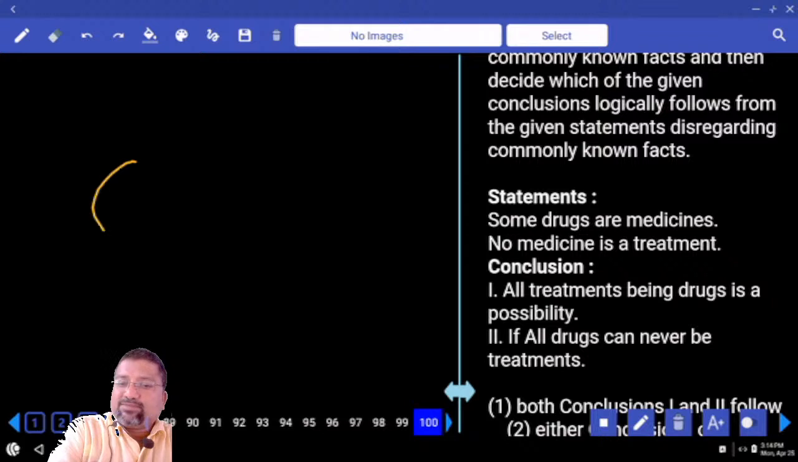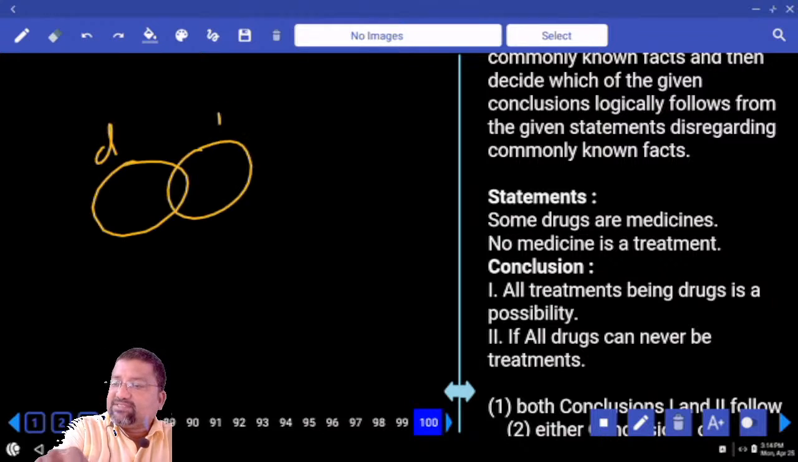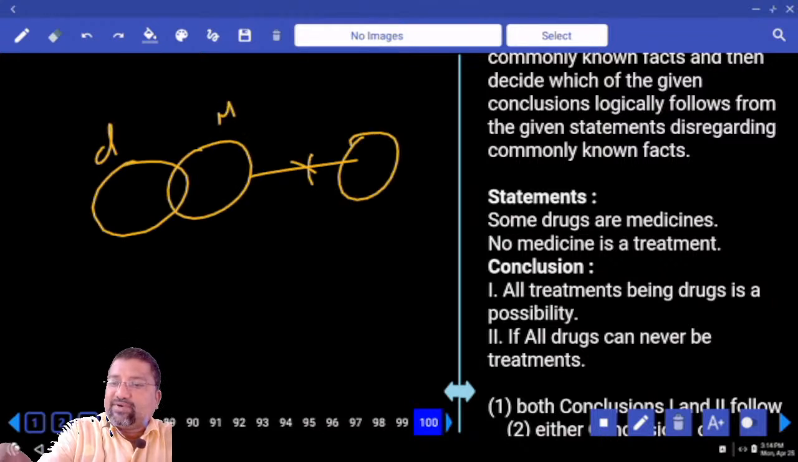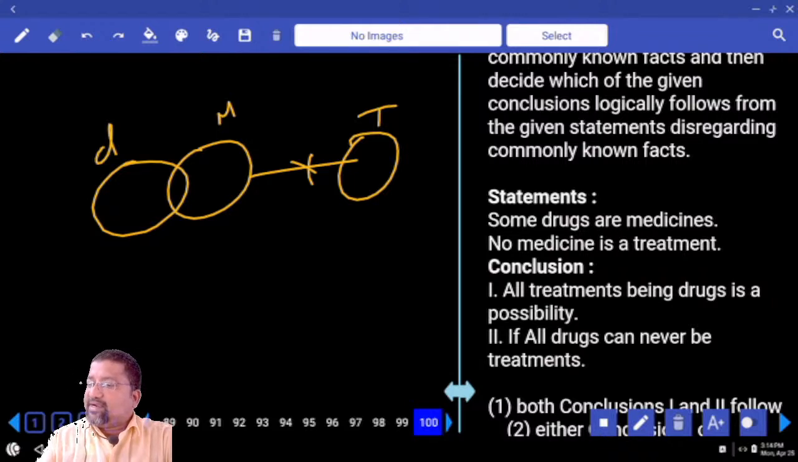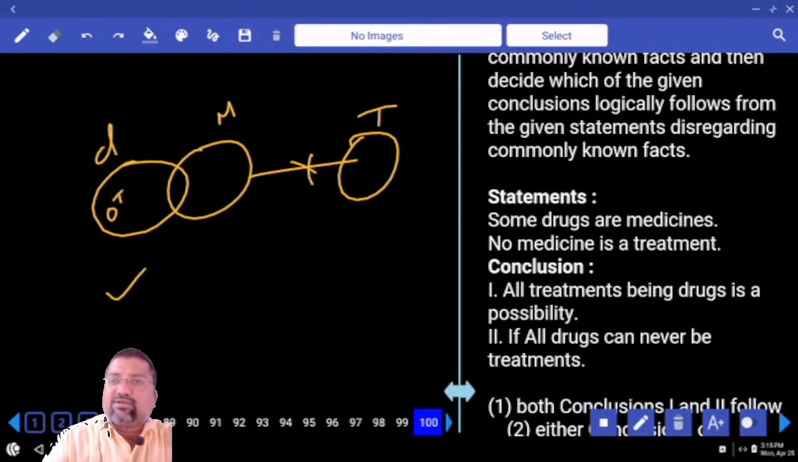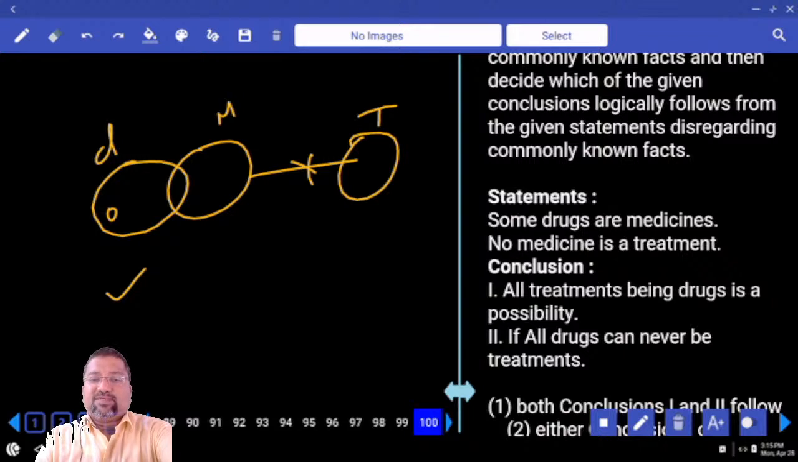Next. Some drugs are medicines. No medicine is a treatment. All treatments being drugs is a possibility. Can I take all the treatments inside drugs? Absolutely yes. I can take all the treatments inside drugs. I can put this treatment somewhere in this corner. Yes or no? Because treatment and medicine should not touch each other. So yes, it is a possibility.